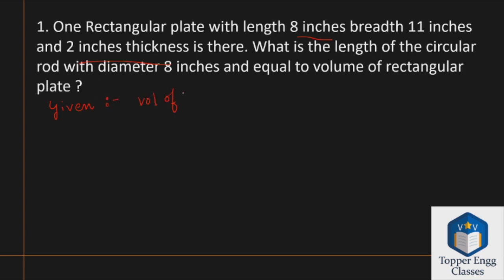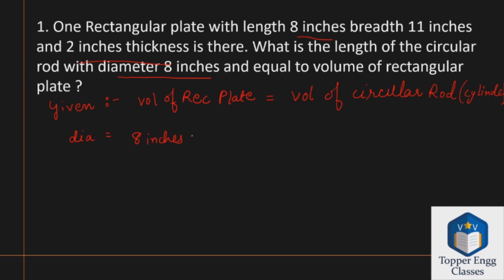the volume of the rectangular plate is equal to the volume of the circular rod, that is nothing but a cylinder. Okay, so the diameter is given as 8 inches for the circular rod.